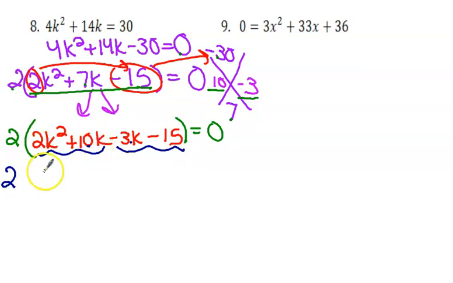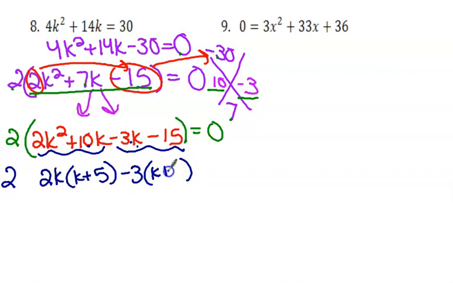Well, what's in common for those? So 2k, k plus 10, or k plus 5, because I took out a 2. And then for this one, I can take out a negative 3. And what's left over? K plus 5. All right, I did it right if both of these factors are the same.